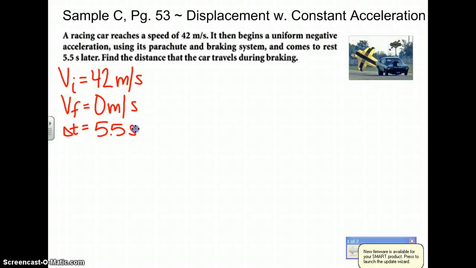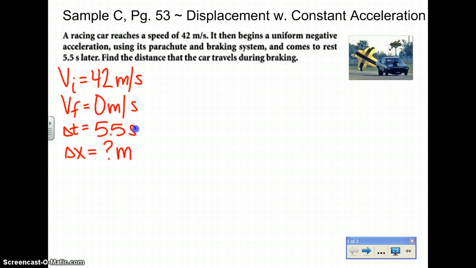Okay, so from that, our unknown is find the distance the car travels during braking. Well, really, the book should say displacement, not distance, because I want you to do delta x and not delta d for distance. Let's look at delta x. What units would this be solved for in? Looking at your velocities, you'll know that it'll be solved for in meters.